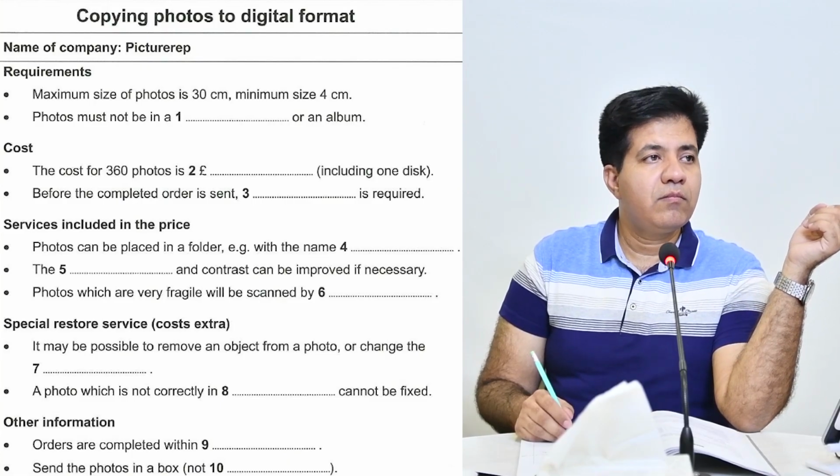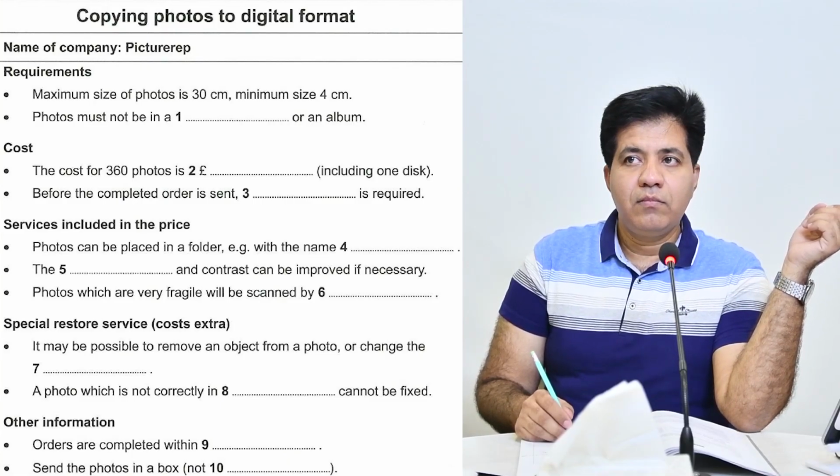Oh, and talking of fixing photos, I've got a few that aren't properly in focus.